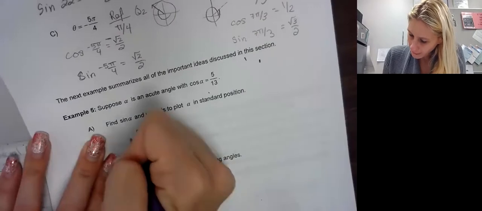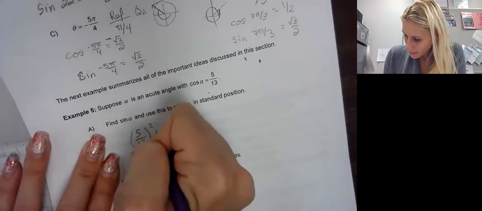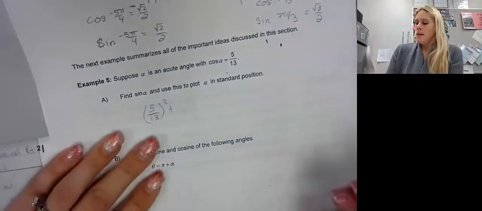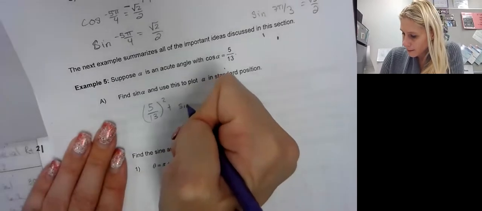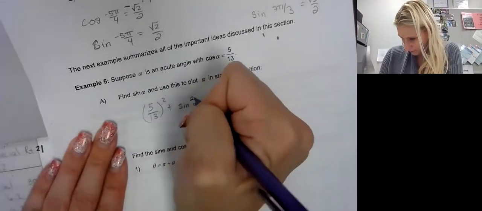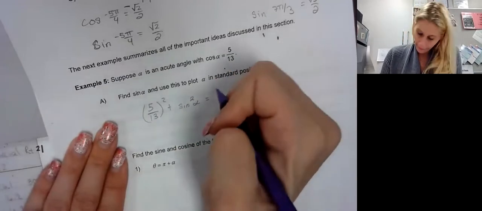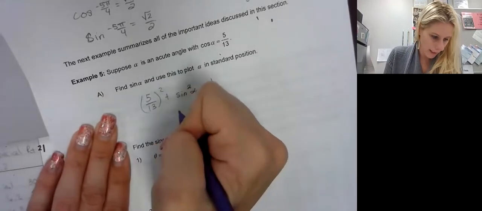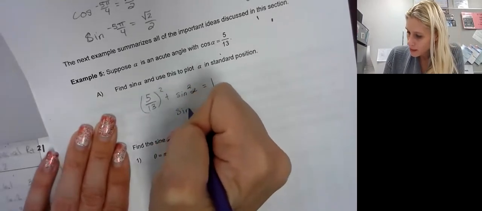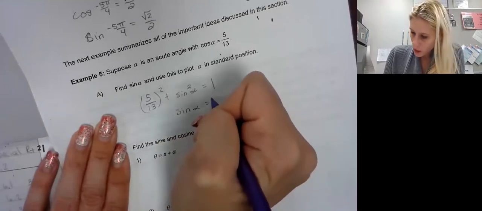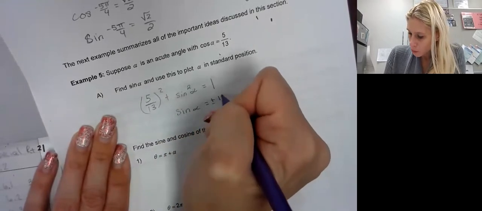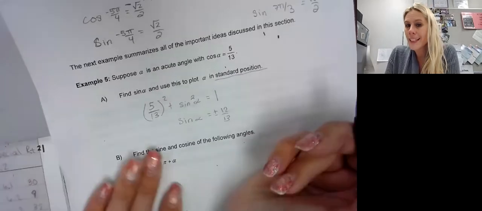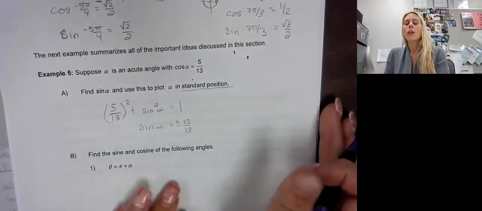So 5 over 13 squared plus sine of alpha squared equals 1, because we're doing standard position. When I do this math out, I end up getting sine alpha equals plus or minus 12 over 13. Okay. Now, what's very important is since we are in standard position, it means that we're dealing with the first quadrant there.